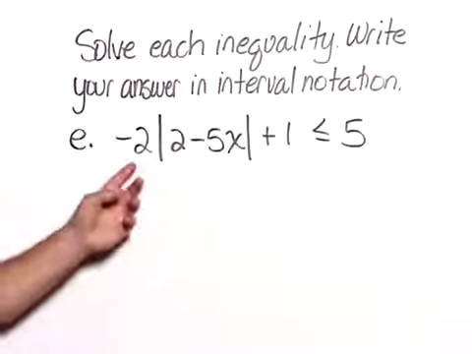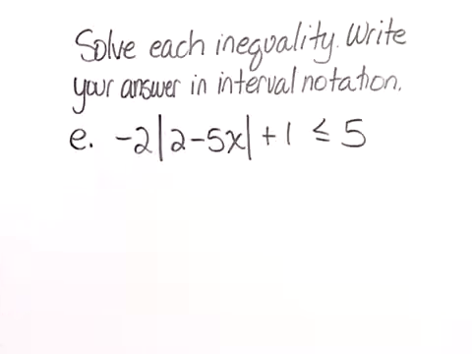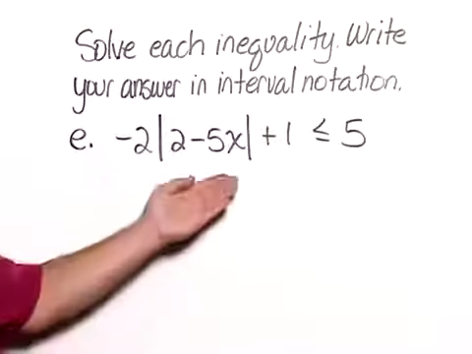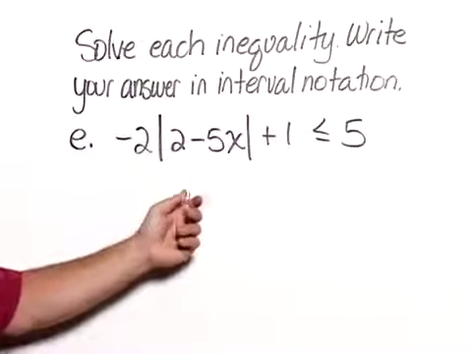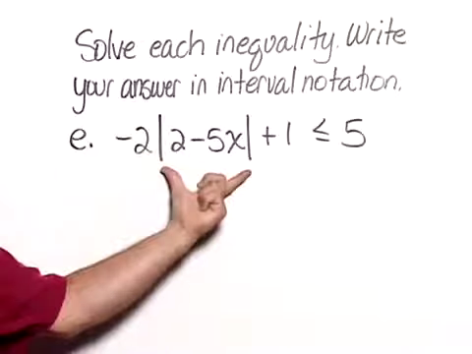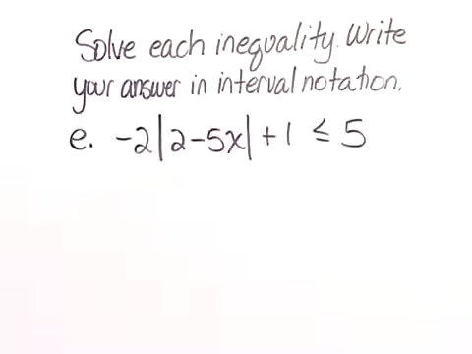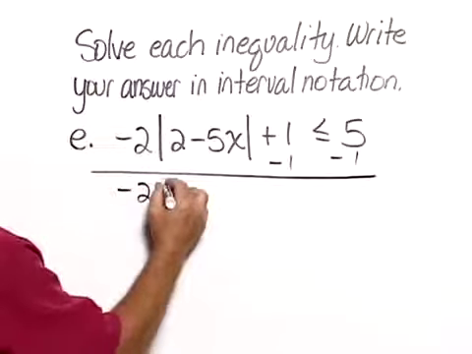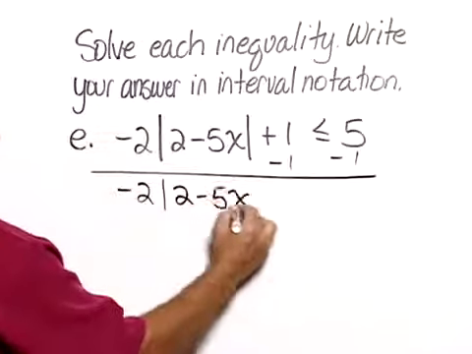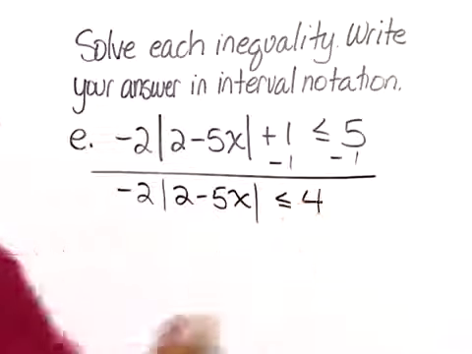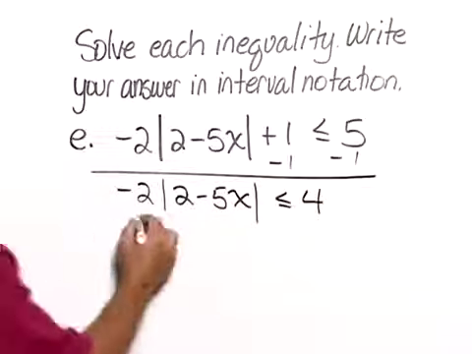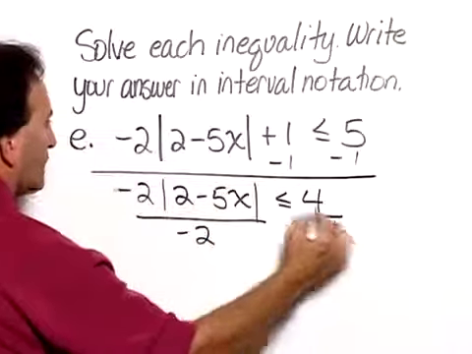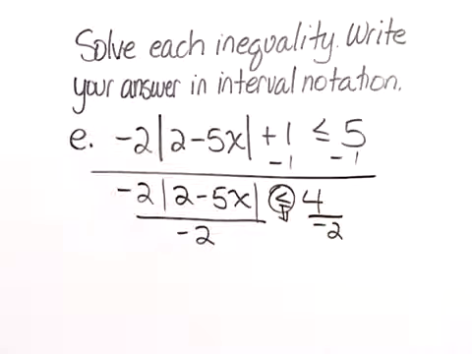For part E, we have negative 2 times the absolute value of the expression 2 minus 5x plus 1 is less than or equal to 5. To solve this type of inequality that includes an absolute value expression, we first have to isolate the entire expression. So that means we should subtract 1 from each side. Let me show that vertically. And so we have negative 2 times the absolute value of 2 minus 5x, and that's less than or equal to 4. Now we need to divide both sides by negative 2. However, when we do this, we need to reverse the symbol. So instead of less than or equal to, it becomes greater than or equal to.